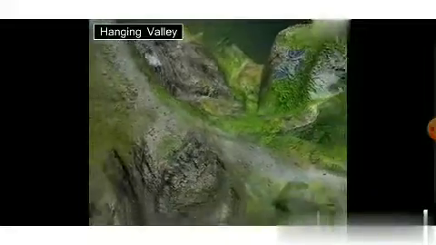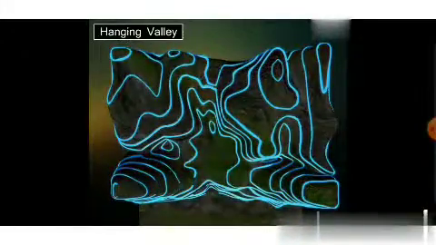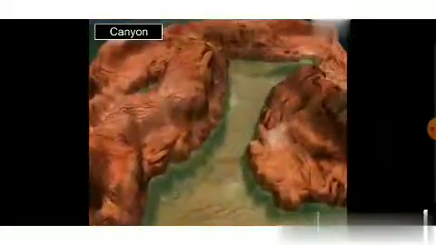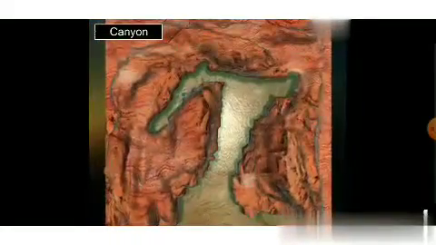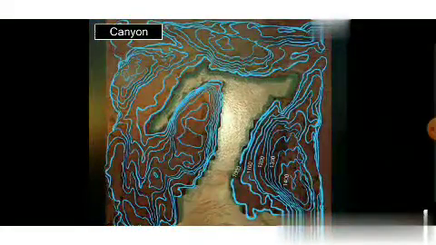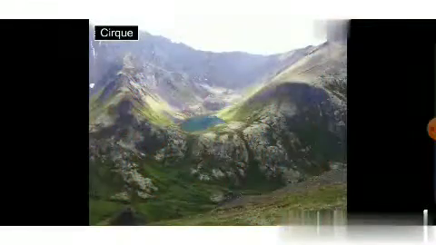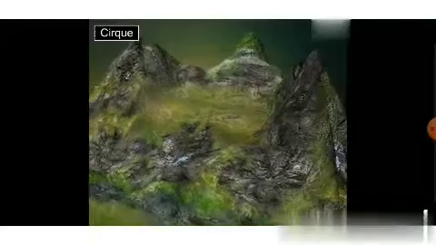Hanging valley. Hanging valley is represented by U-shaped contour lines. Steep side is occupied by semicircular contour lines. Canyon. Canyon is shown by the crowded spacing of the contour lines. Cirque. On a topographical map, cirque is shown by the contour lines spaced closer together at the back. These lines are far apart at the front.